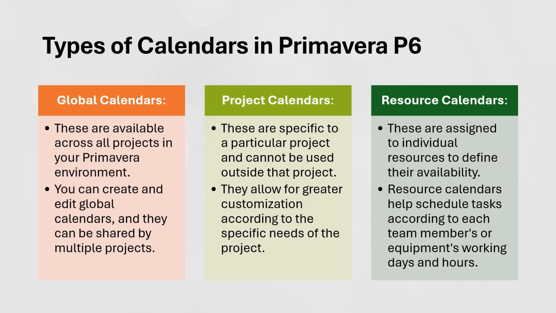So what are the different types of calendar in Primavera P6? First of all, global calendar, then we have a project calendar and a resource calendar. No need to memorize each and everything, they are just correlated. In a global calendar, if you make a global calendar, then you can assign it to all the projects which you have. For example, you are working on 10 or 15 projects, then you make one calendar and assign it to all the projects.